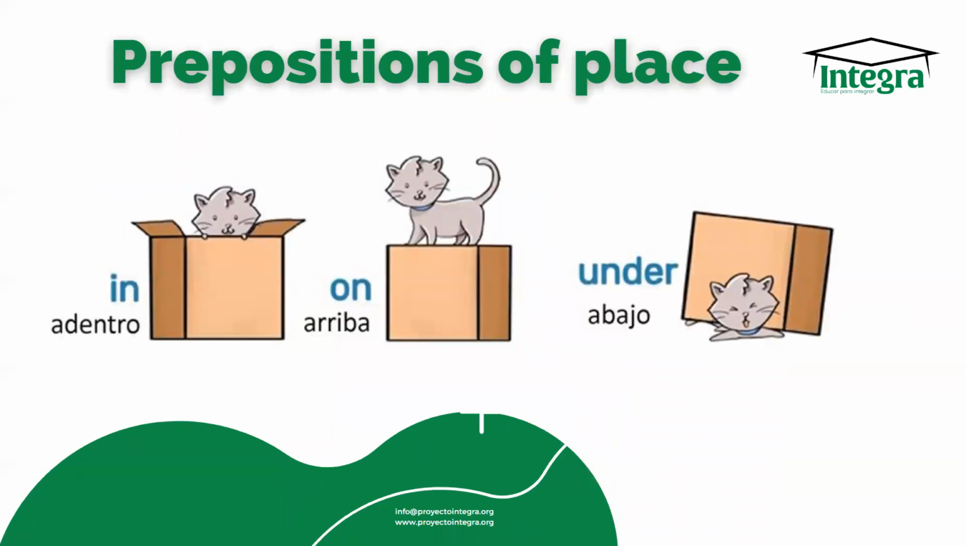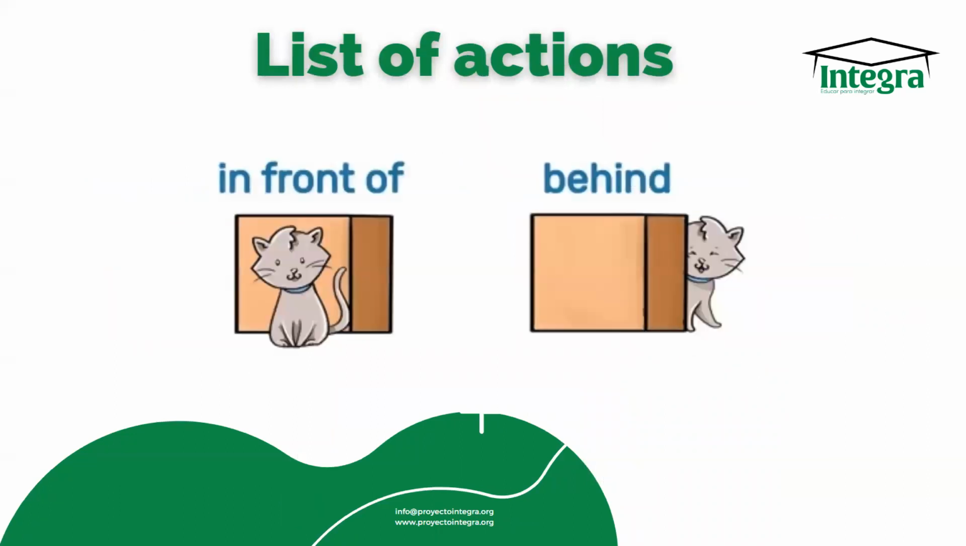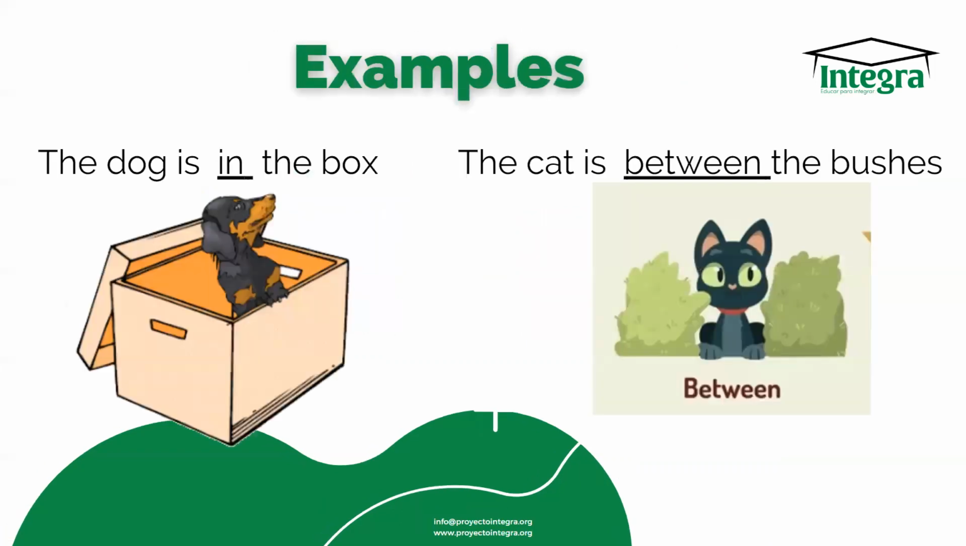Here are some of the most common prepositions of place. In, on, under, next to, between, in front of, and behind. There are more lists of prepositions of place, but these ones are the most common ones.